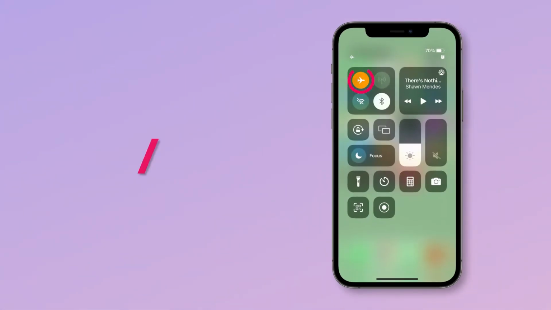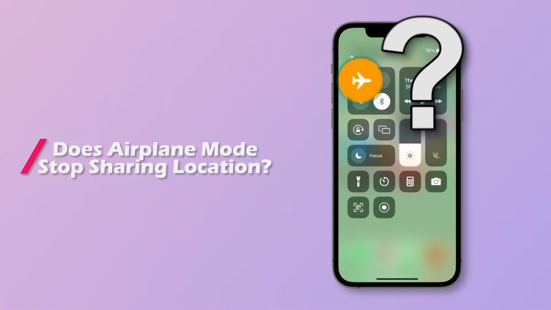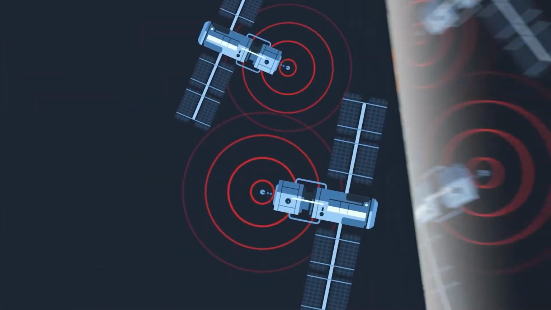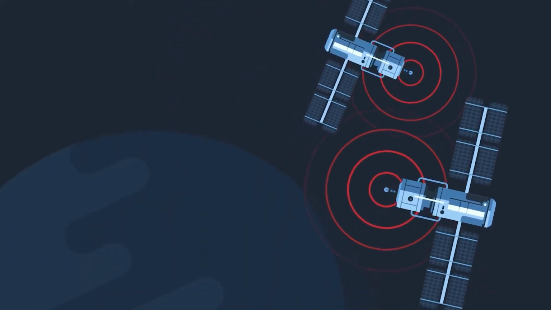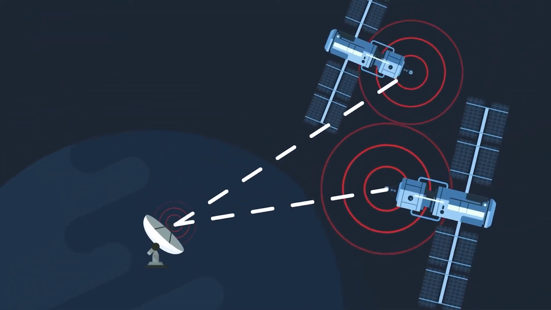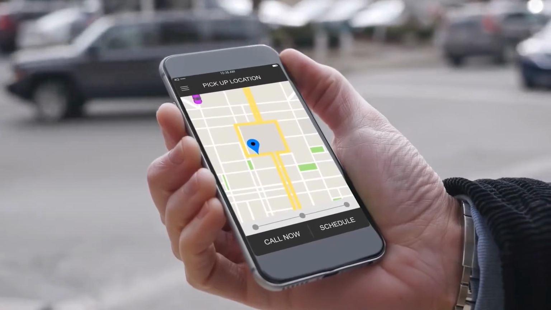Do you ever have the question, does airplane mode stop GPS tracking? The answer is no. GPS is a separate technology that sends and receives signals directly from the satellite. It does not depend on cellular service at all, and that's why it's easy to track your location, even when you've turned on airplane mode.